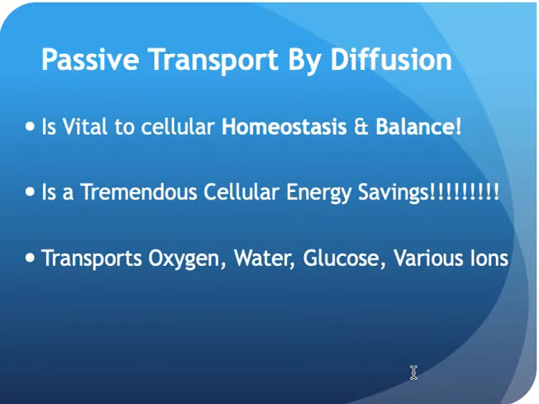Now we move to why this is all important. Passive transport by diffusion is vital to cellular homeostasis and balance. Because it's passive and doesn't require energy, it saves us a tremendous amount of cellular energy. Think about how much energy we would have to use to move oxygen and water and glucose and all these different things around all the time. We would need to take in an enormous amount of energy to run all these things if they were not passive. So I'm transporting oxygen, water, glucose, and various ions by this passive transport.